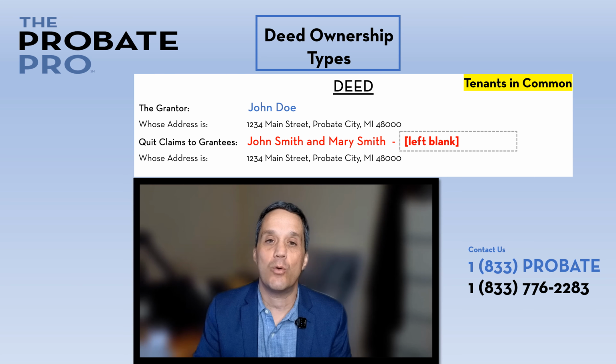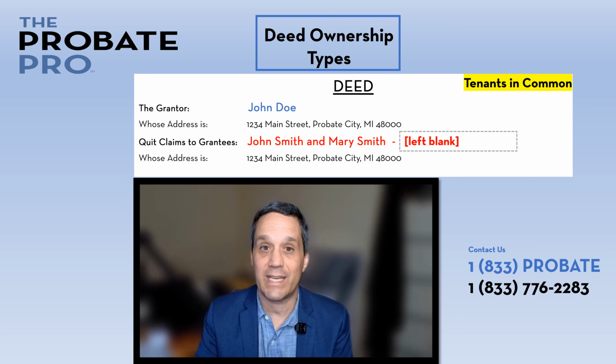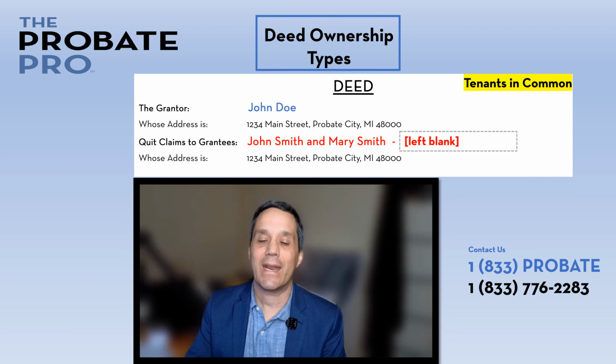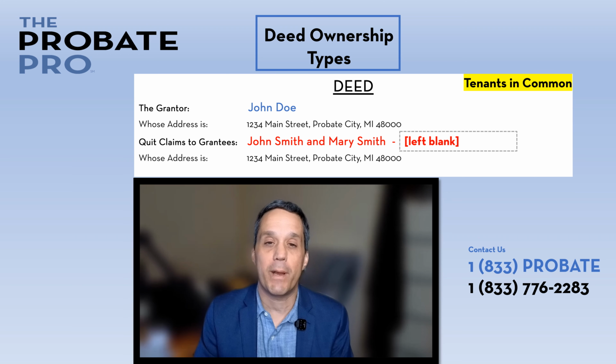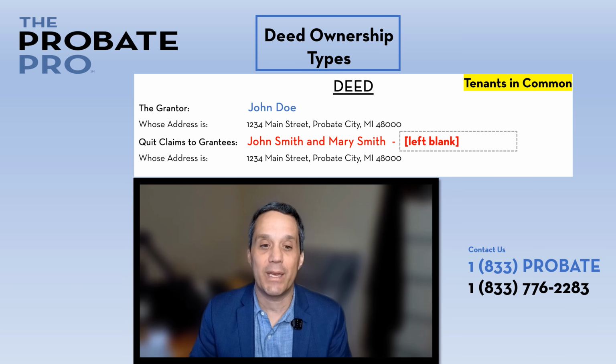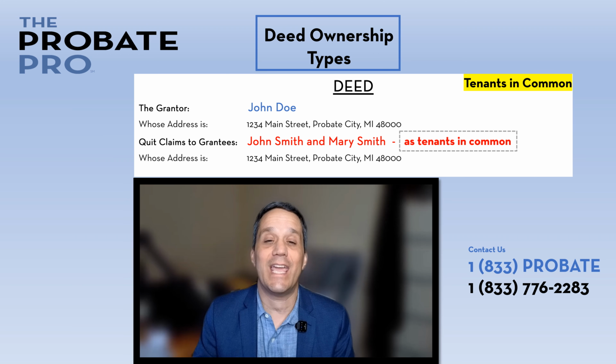So if John Doe dies, his 50% interest would flow to his probate estate, to his spouse or heirs, or if he has a will, to his devisees. It would not automatically go to the survivor of the two of them, Mary Smith. That's why it's so important that you check the language, because if you simply leave it blank, the default provision is tenants in common.